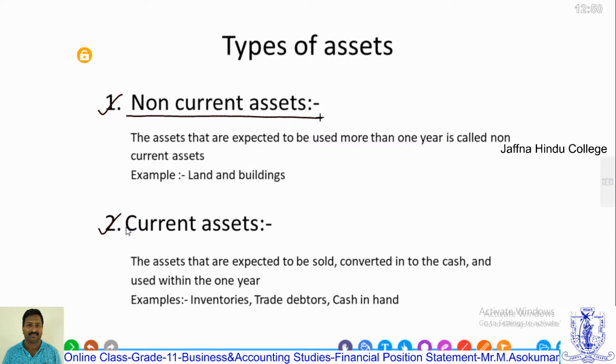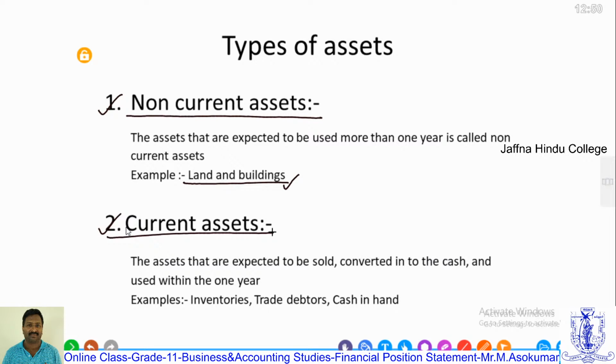Non-current assets are land and building, machinery, motor vehicle, office equipment, and long-term maturity investments. They are categorized under the non-current assets. Then the second thing, current assets.